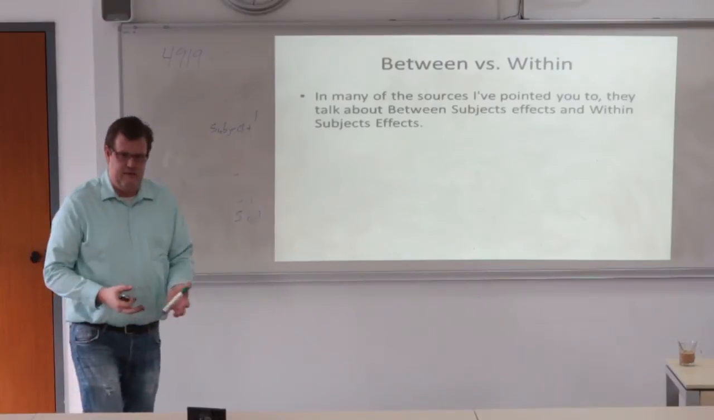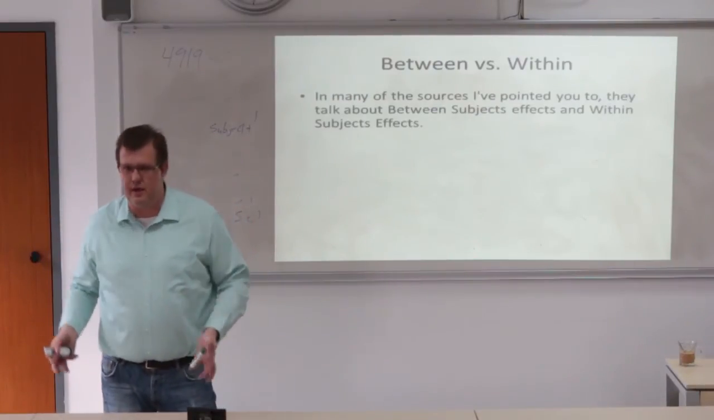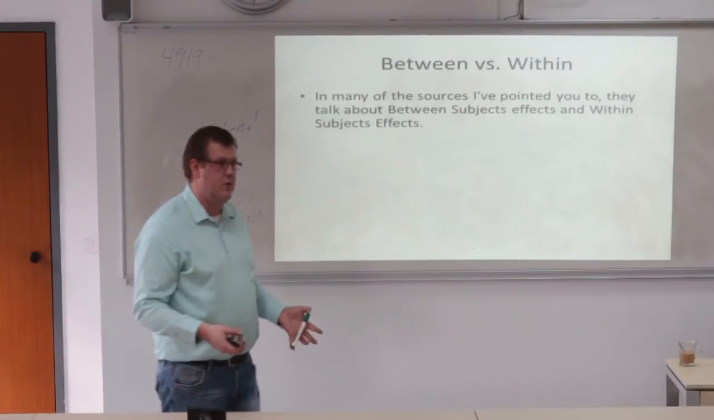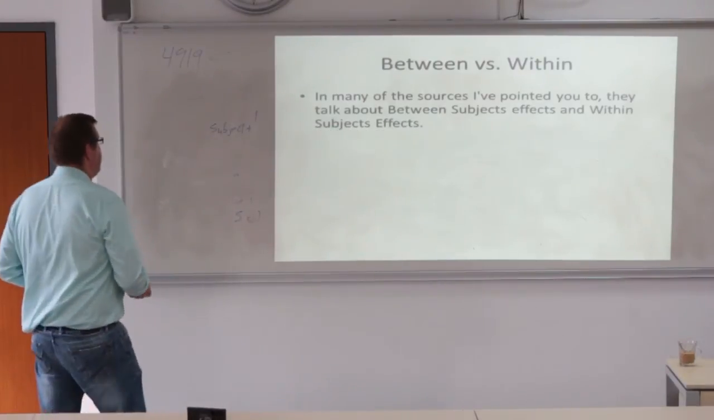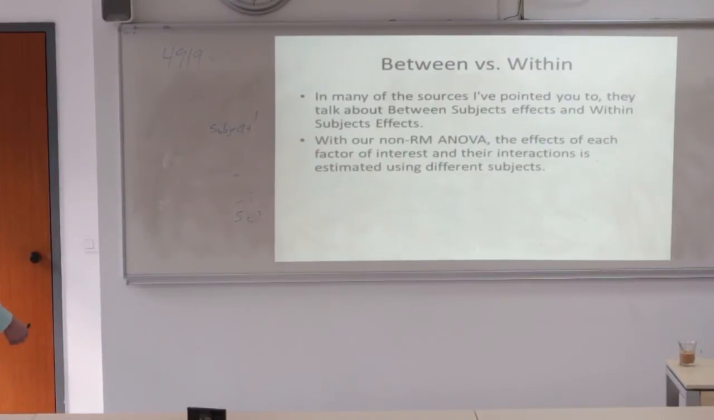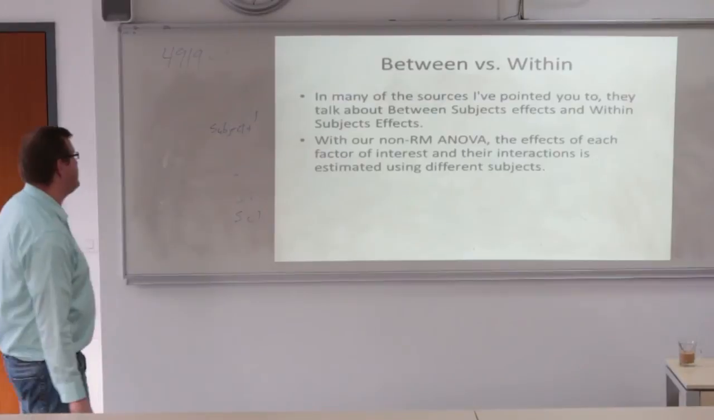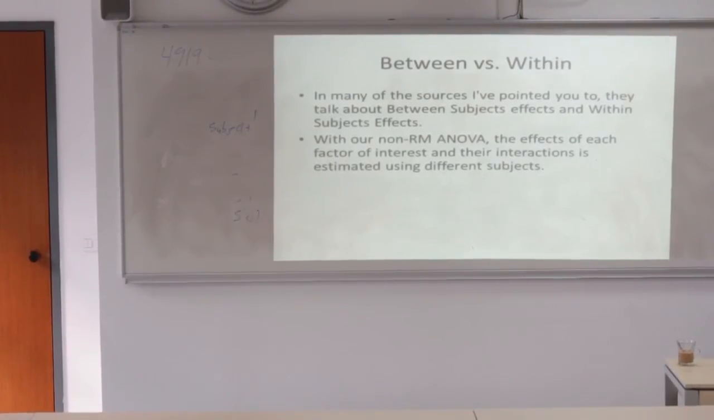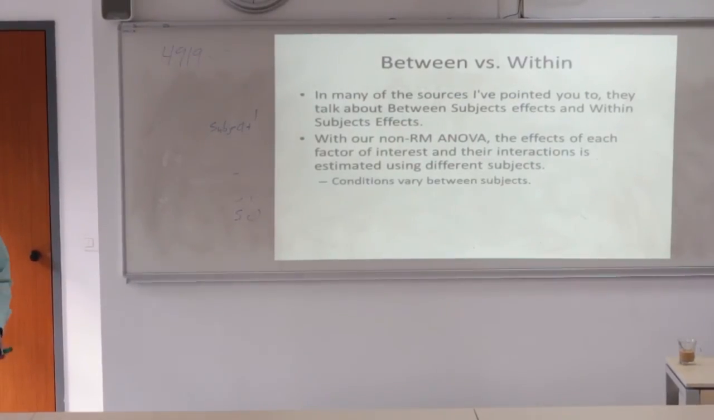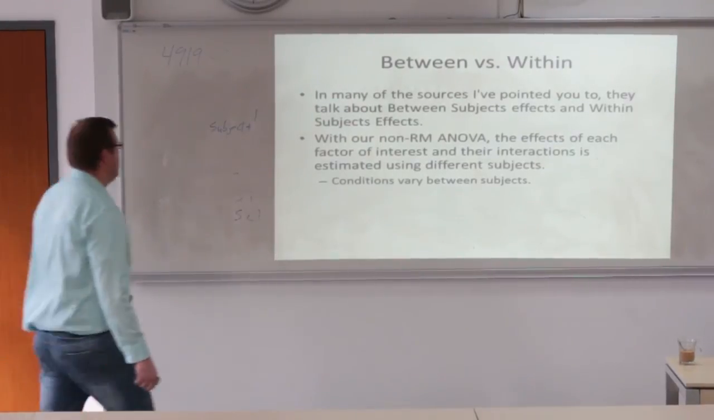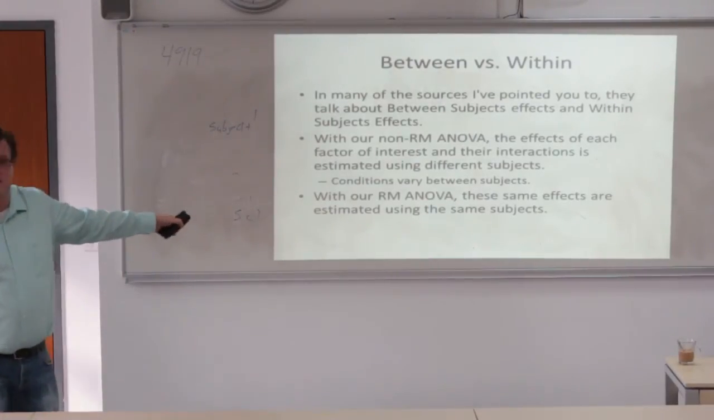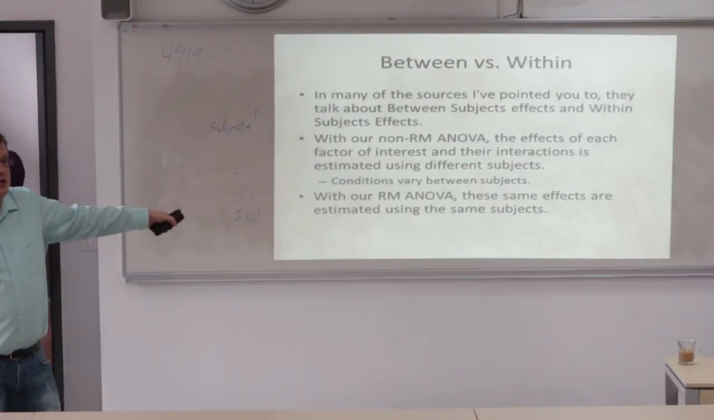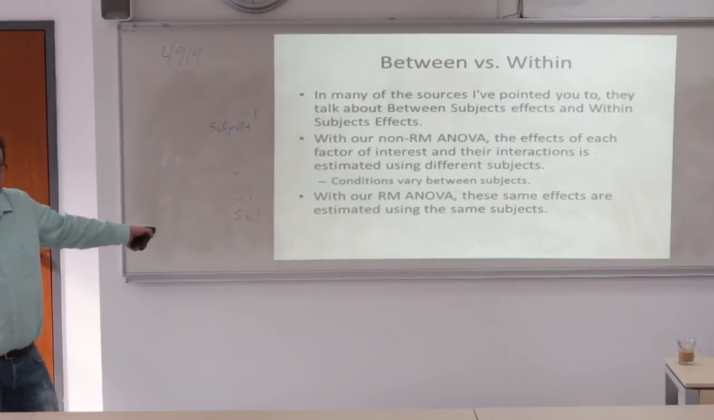So up to this point, I really haven't talked about differences relating to between and within. In a lot of the sources that I point to you, they talk about between and within, the error between, the error within. So let's talk briefly about between and within. With our non-repeated measures ANOVA, the effects of each factor of interest and their interactions are estimated using different subjects. Right? We have different subjects for each observation. So the conditions vary between subjects. With our repeated measures ANOVA, the same effects are estimated using the same subjects as opposed to different subjects, right? So the conditions are varying within the subjects.